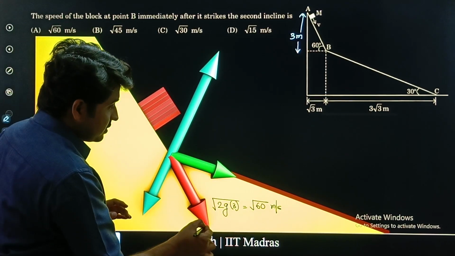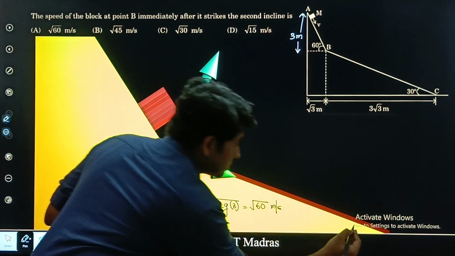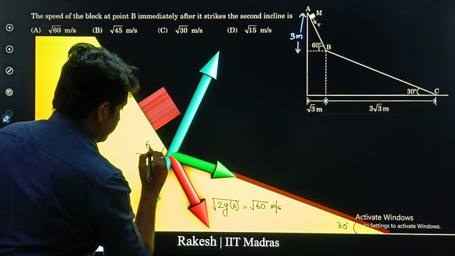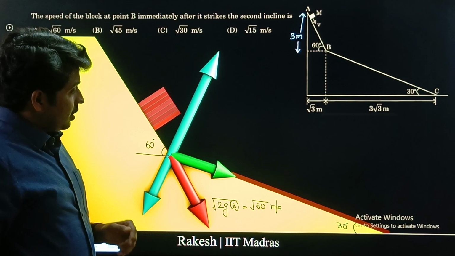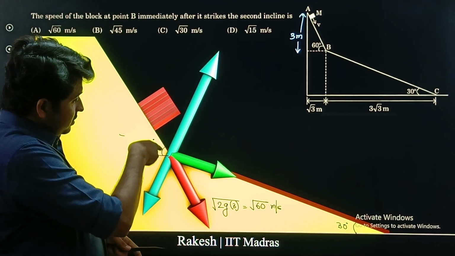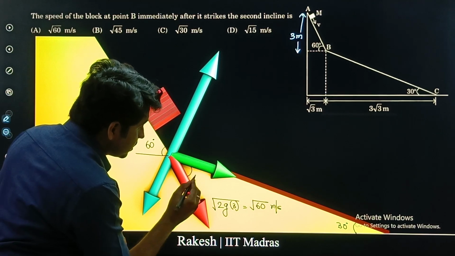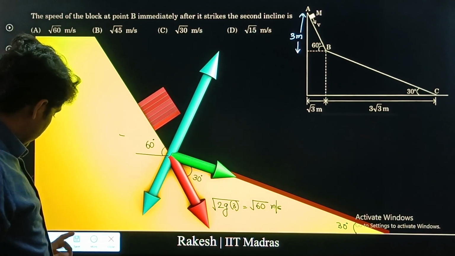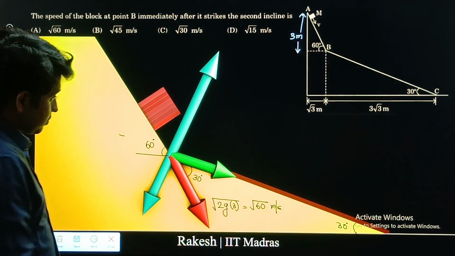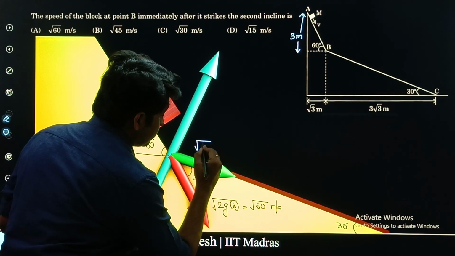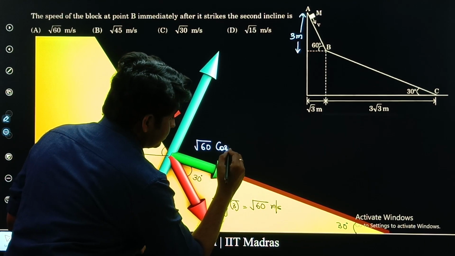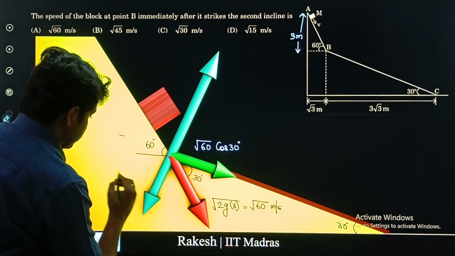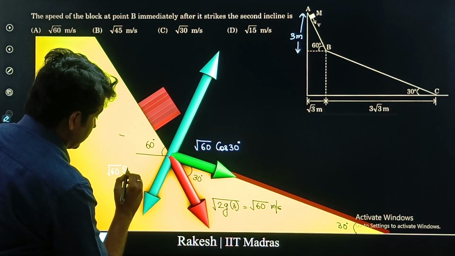Okay. So if this is root 60, if I take the components, this is 30 degrees and this is 60 degrees. Okay. So 30 degrees and 60 degrees. So this angle will be 30 degrees. So if this is 30, then this component of velocity will be root 60 cos 30. Okay. And this component will be root 60 sin 30.